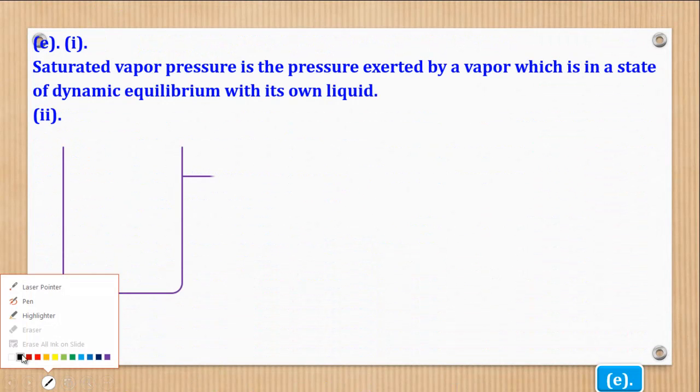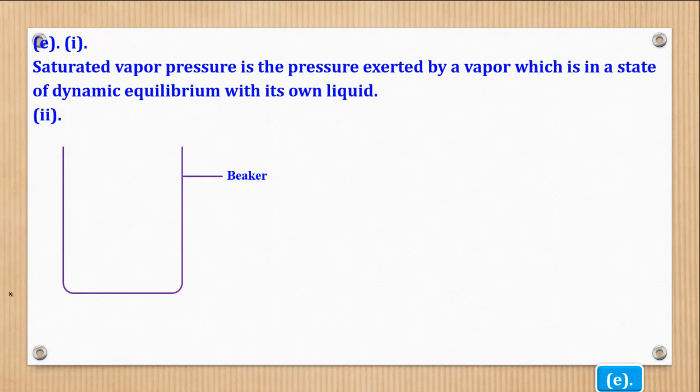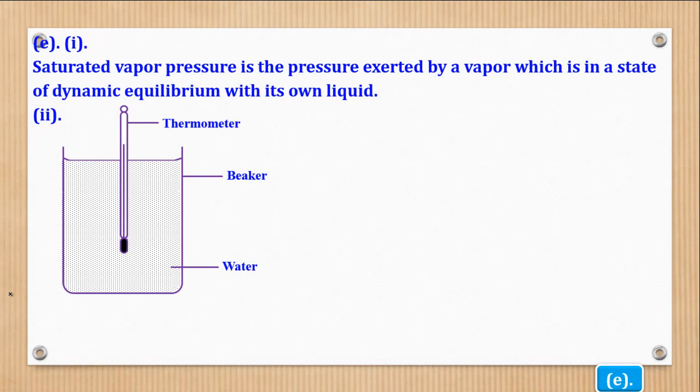So I need a diagram. That's a beaker. Then you have a liquid. There's a thermometer to measure temperature. We have a jet tube.